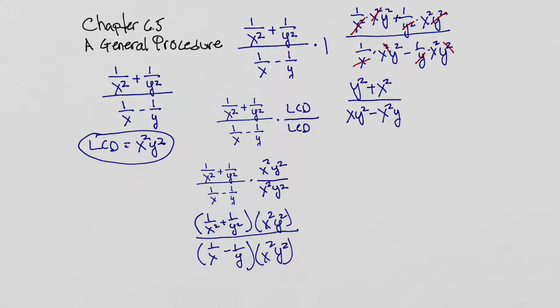Now, we've got this rational expression, simpler than the original. We always try to reduce the rational expression, so we can factor this denominator. I've got an x common and a y common, so let's factor out an xy. The numerator is going to be y squared plus x squared. And the denominator, now we're going to factor out that xy.